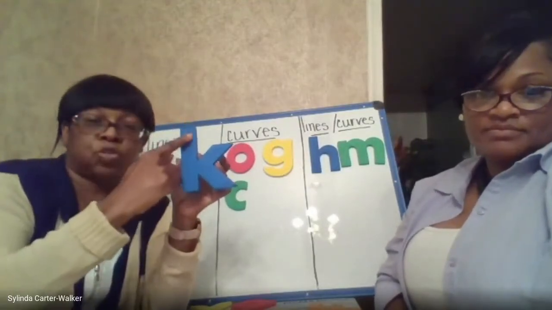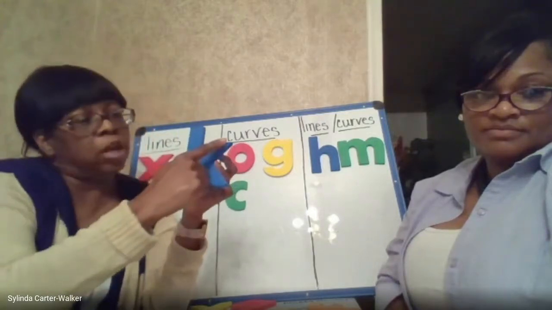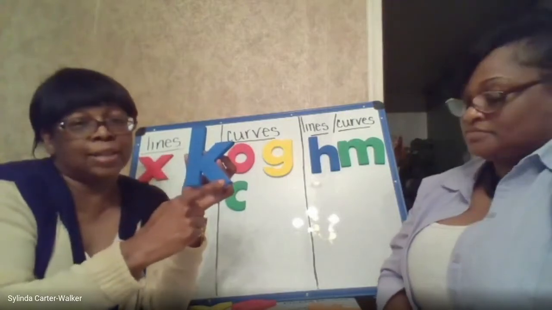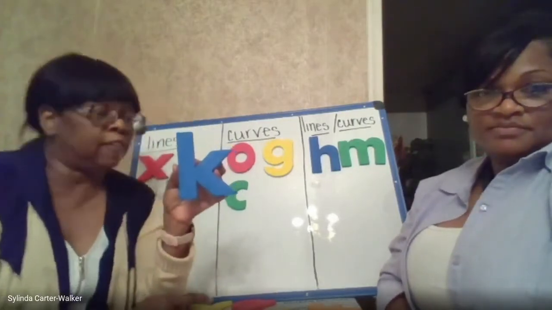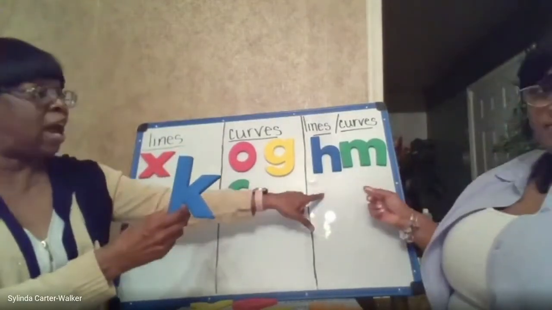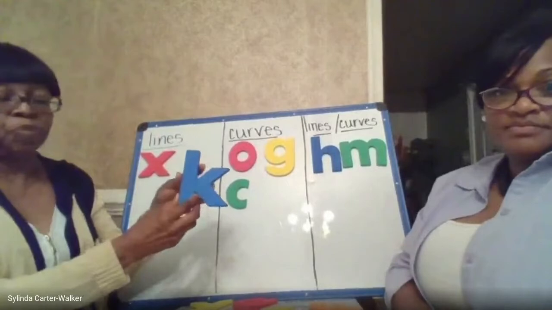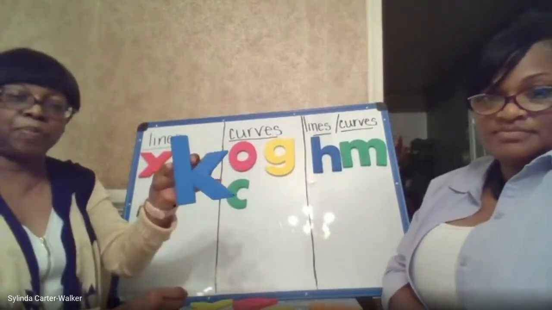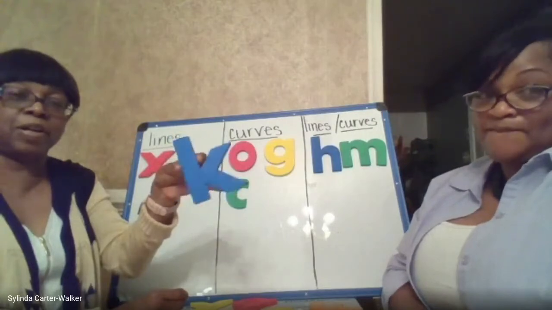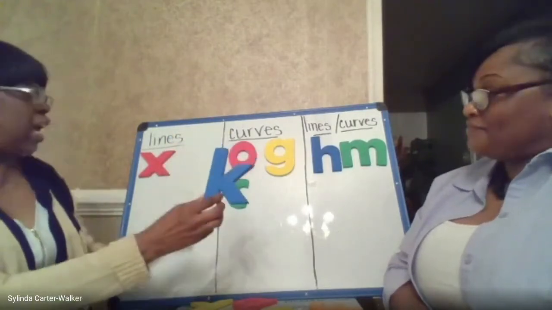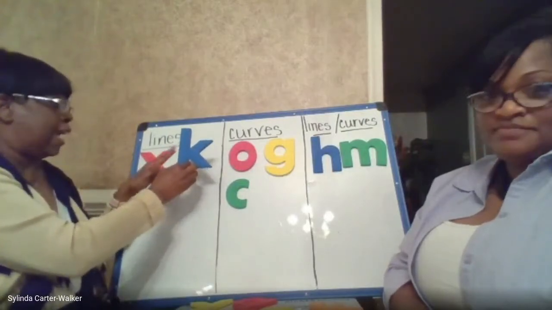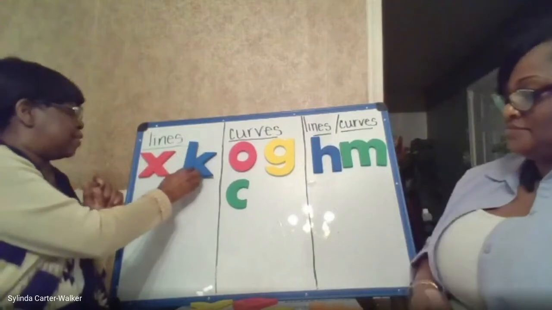Let's look. We go straight down. We come across a short line over and a short line down. Do you believe that this is lines, curves, or lines and curves? I'll give you a second to think about it. Yes, if you said lines, you are absolutely correct. I am going to put the K beside the X.